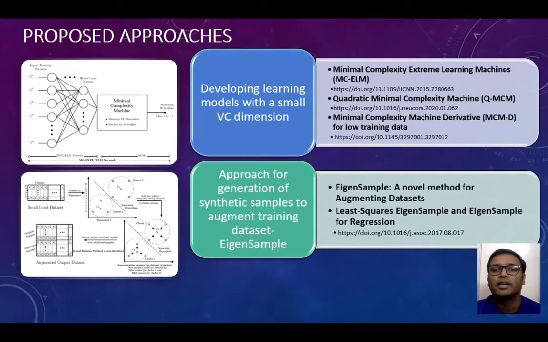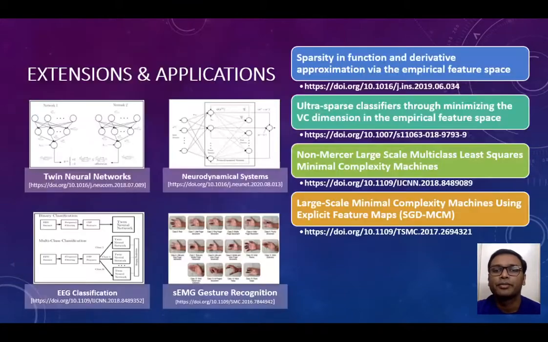Another model with derivative constraints, called the MCM derivative, makes such models amenable for training with extremely low training data settings. Lastly, EigenSample, an approach for additional sample generation that allows for parameters to control the quality of the generated samples, has been developed and evaluated for classification and regression settings, including a non-iterative least squares version. The details of all models can be found in the publication links provided here.